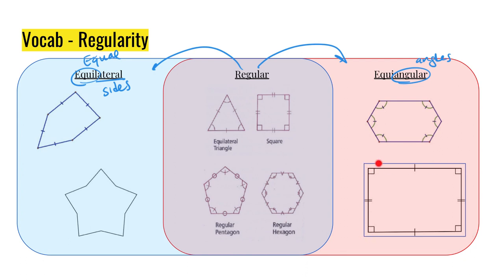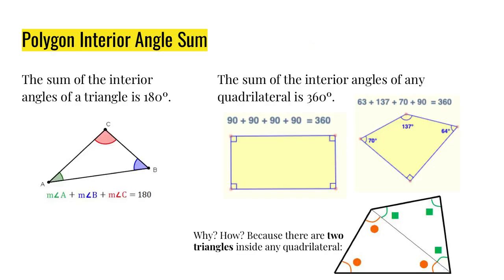Here's just a plain old rectangle. Don't know why there's a little blue shape around it, but we all know what rectangles look like. Here's all of the equal angles, but obviously the sides are different as compared to a square, which has the equal angles and the equal sides.